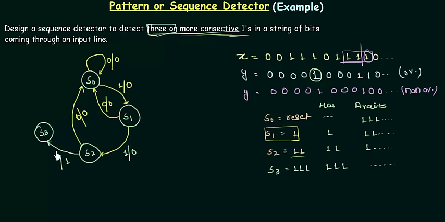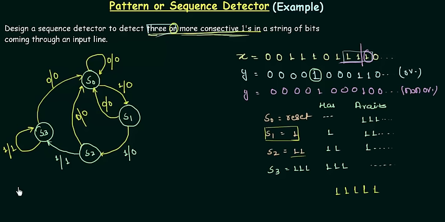Now we will talk about S3. When we are on S3, let's see what are the possibilities. If the input is 0, definitely it will go to S0 with the output equal to 0. And if the input is 1, so what we actually get? We get 1, 1, 1 and then again 1. So definitely I will be on S3 and the output will be 1 because in our question it says 3 or more consecutive ones. So definitely our output is 1. And if I have another 1, then again it will be on S3 and output will be 1. Until we have 0, it will remain on S3. So this is a complete state diagram, and the next step is to get our circuit.